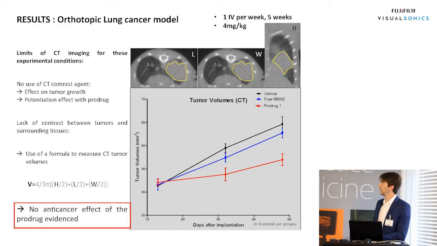Regarding the lung cancer model, this animal received 1 IV per week during 5 weeks at 4 milligrams per kilogram. However, we didn't use any contrast agents because we didn't know the effect of these contrast agents on the tumor growth and the potentiation effect it could have with the prodrug. And due to the lack of contrast between the tumor and the surrounding tissues, we used a formula to measure the CT tumor volumes. And we were not able to highlight the anti-cancer effect of this prodrug in this tumor.